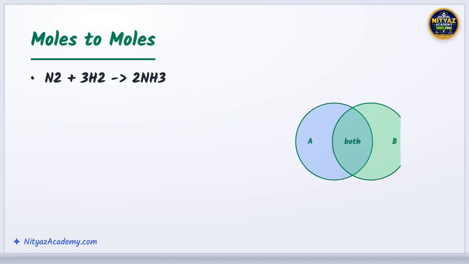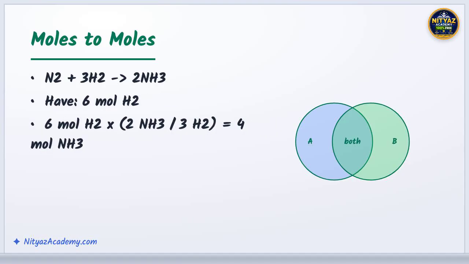Let's make ammonia. The equation shows 3 moles of hydrogen give 2 moles of ammonia. Suppose we have 6 moles of hydrogen. Multiply by the ratio, 2 ammonia over 3 hydrogen, and the units cancel cleanly. 6 times 2 over 3 equals 4. So 6 moles of hydrogen produce 4 moles of ammonia. The ratio did the work.